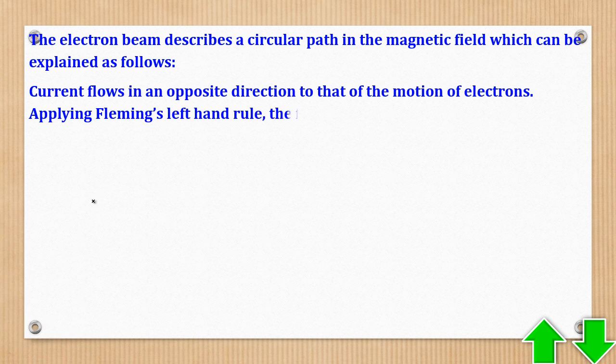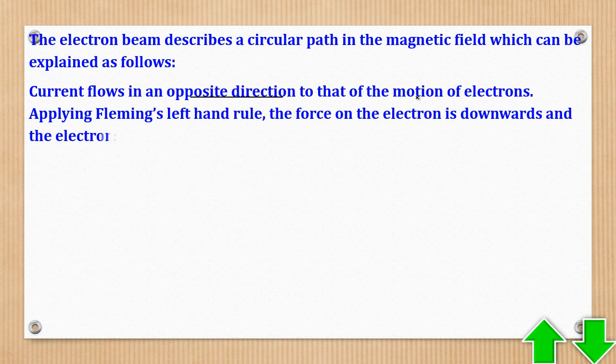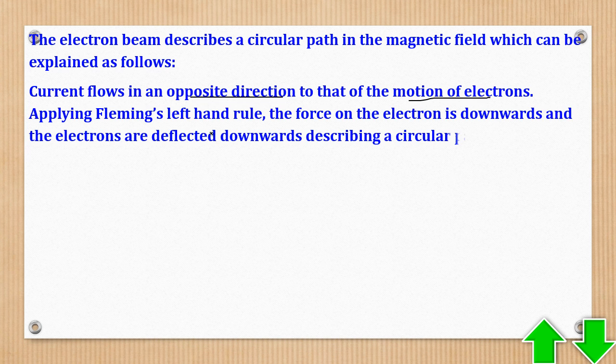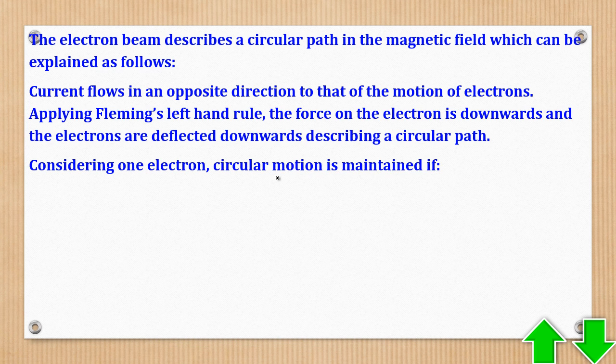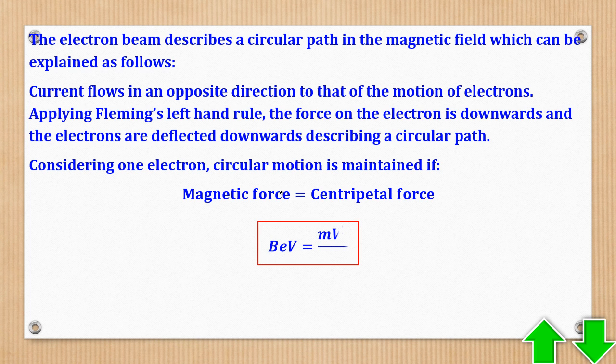So current flows in the opposite direction to that of the motion of the electrons. And applying Fleming's left-hand rule, the force on the electron is downwards, and the electrons are therefore deflected downwards, describing a circular path. Considering one electron, circular motion will be maintained if the magnetic force provides the necessary centripetal force.